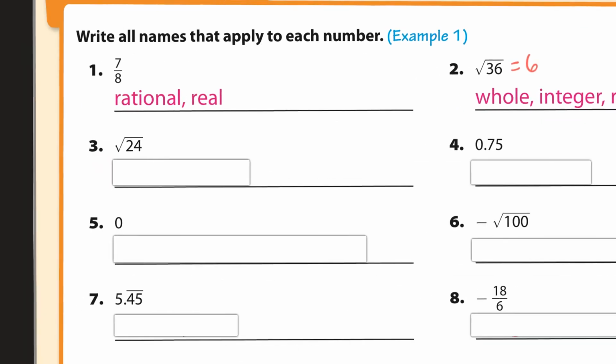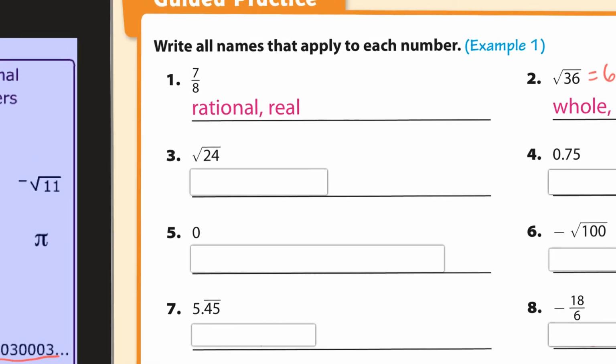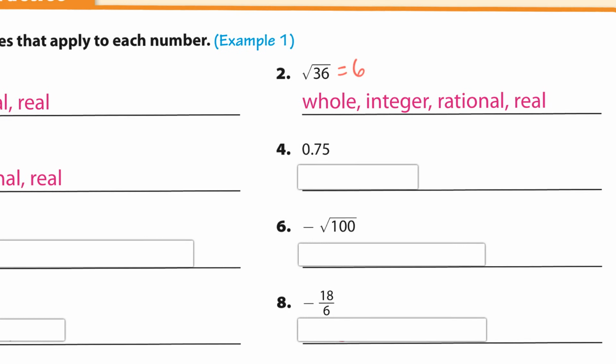Okay, next, square root of 24. I have no idea what the square root is. It's pretty darn close to square root of 25, but that means it's going to be one of our irrational numbers, which also is a real number. And yes, there is such a thing as non-real numbers or imaginary numbers, but that's a high school topic.